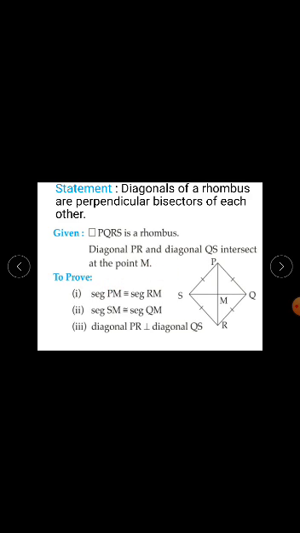What you have to prove? Diagonals of a rhombus are perpendicular bisectors of each other. So you have to prove that segment PM is congruent to segment RM, and segment SM is congruent to segment QM, and diagonal PR is perpendicular to diagonal QS. This you have to prove.